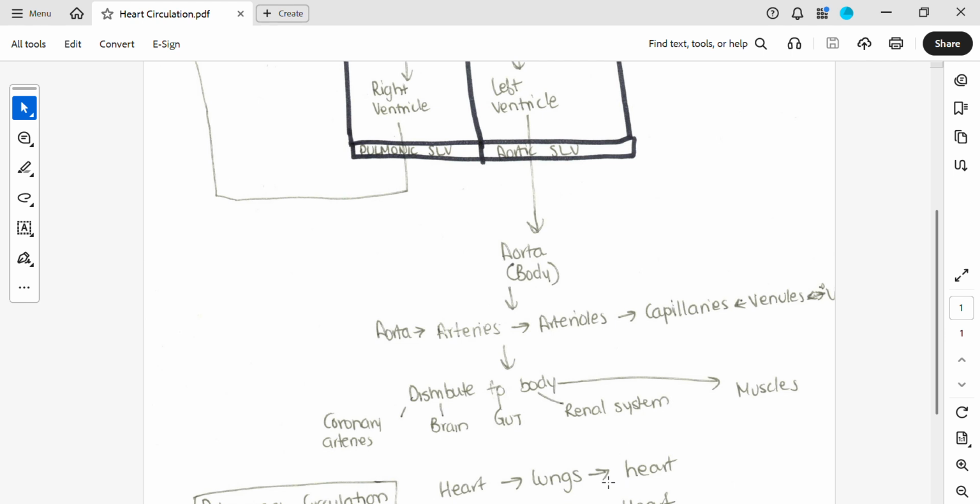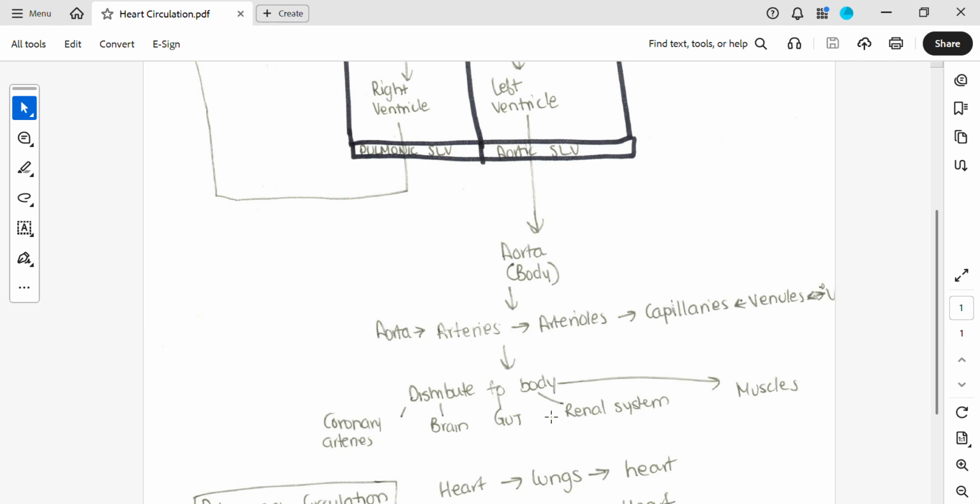If you think of aorta, it kind of branches off to smaller arteries called arterioles, and similarly veins get divided into smaller vessels called venules and then finally into capillaries, and from there the blood gets distributed into the body, including the coronary arteries, because as much as our body needs fresh oxygen, the heart arteries also need that oxygenated blood. So it goes to the coronary arteries, brain, your gut, your renal system, and muscles.